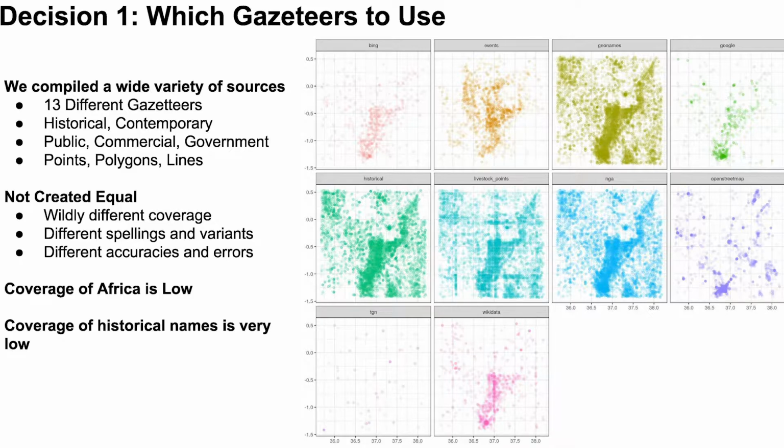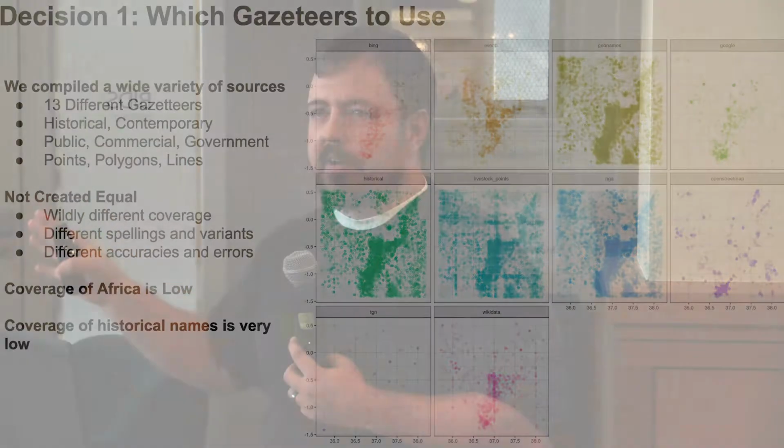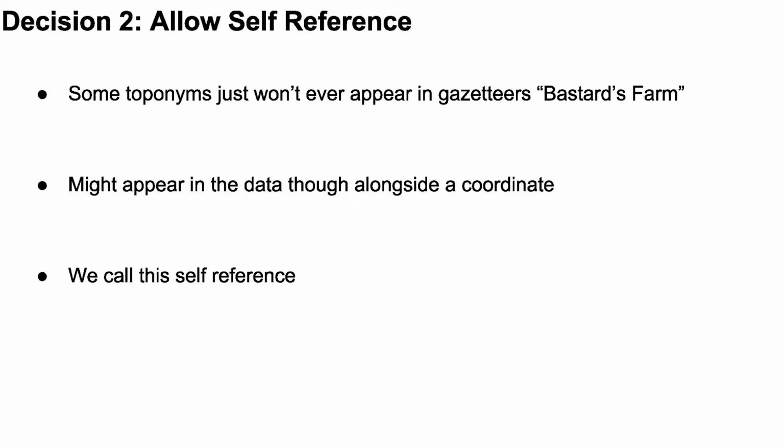The next decision is to allow self-reference. I don't have much to say about this, but the idea here is that there's got to be some places. I have here the example of Bastard's Farm. SK Bastard Esquire, I'm not kidding, was an actual person in this area, had a big estate, and it shows up a number of different times in our events data, but nowhere in our gazetteers. So we had to ask ourselves, well, what are we going to do? And in some of those events, we got exact coordinates.